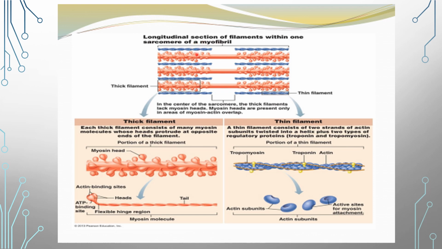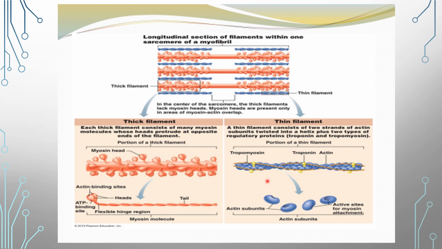So this is the longitudinal section of the filaments within one sarcomere of a myofibril. Now we can see that in these thick filaments, the myosin heads are arranged on one side and their tails are on one side. So the myosin heads protrude from their tails. Now these myosin heads have an actin binding site over them, and these actin binding sites bind in the presence of ATP.